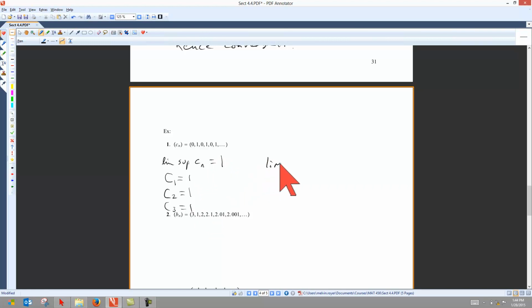How about the lim inf of C sub n? So what's the smallest thing I see starting at the first position and going forward? 0. How about if I start at position 2 going forward, what's the smallest thing I see? 0. Position 3, 0. Position 4 and forward, 0. And then what's the limit of the sequence 0, 0, 0, 0, 0? It's 0. So original sequence C sub n has lim sup 1 and lim inf 0.